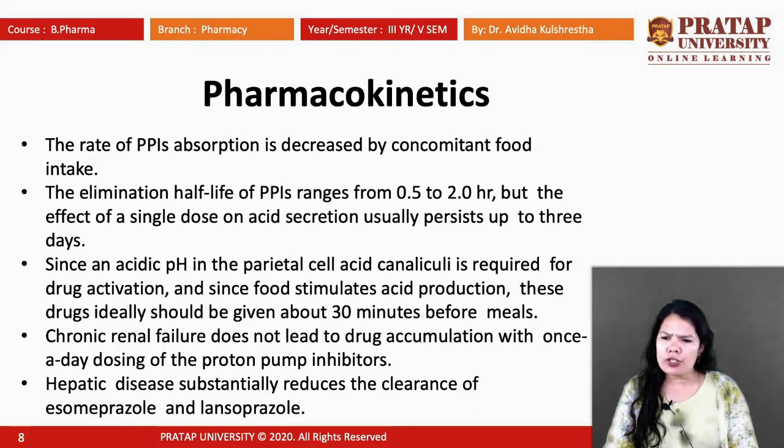Some other functions of lansoprazole and esomeprazole, the other members of this family, can also be used to cure hepatic disease. So it is not clear till now. We can say that they reduce the clearance of. So this is not clear till now, but somehow they are relieving the hepatic disease also.